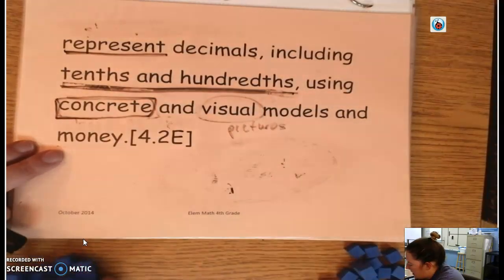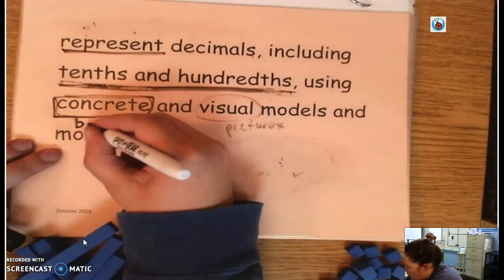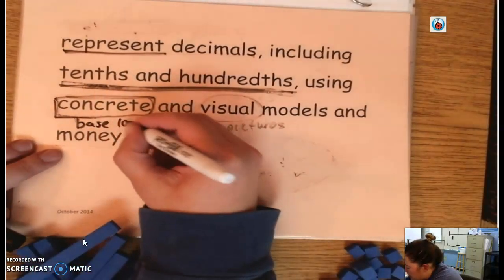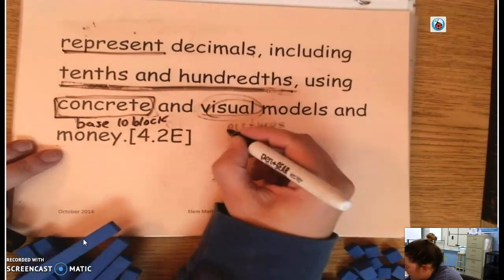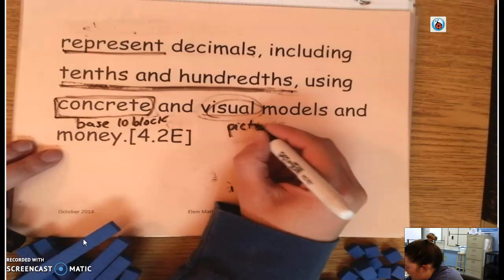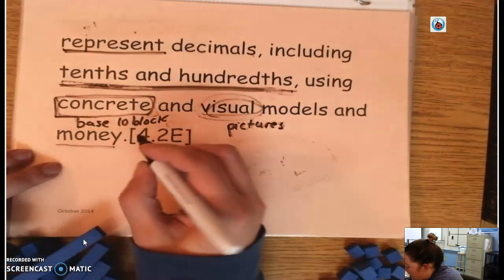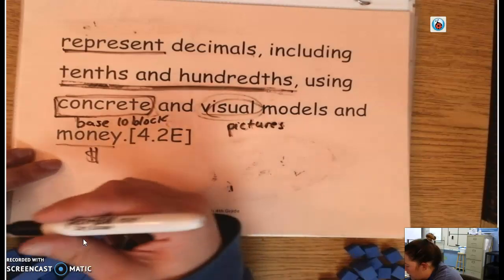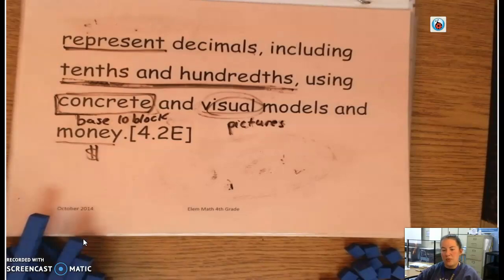using concrete and visual models. So concrete is like something you can actually touch, like base 10 blocks. So concrete models that we'll be using are base 10 blocks. And a visual model is a picture. So we'll learn how to use them with pictures too. And money. We know what money is from third grade. And money might be where you have seen decimals before.